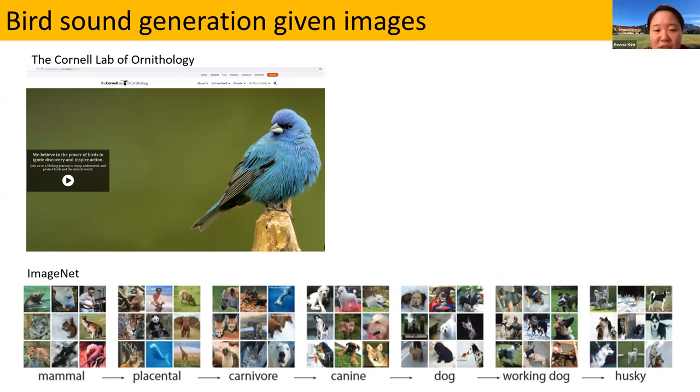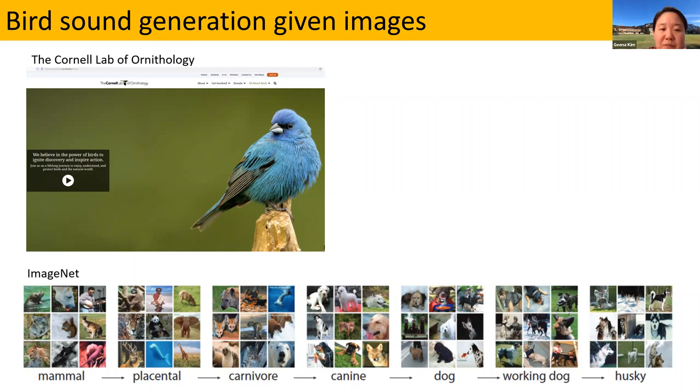The first project was done by several students over multiple semesters. The first group of students scraped the data from two sources. This website called Cornell Lab of Ornithology has a lot of bird sound resources. So we scraped the data from there, and we also downloaded data from ImageNet, which has tens of millions of images. And what is nice about ImageNet is that the data structure is ontological.